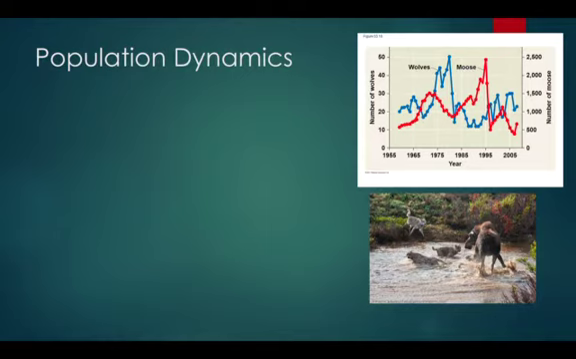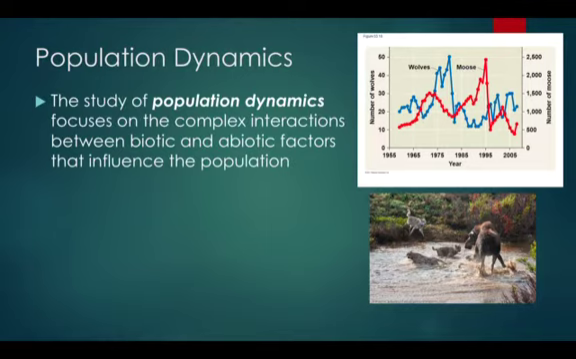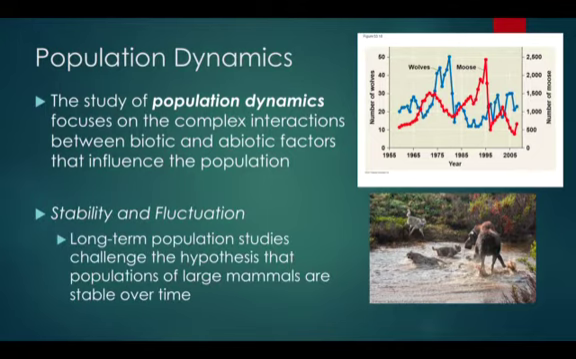So looking at some population dynamics, the study of population dynamics focuses on the complex interactions between biotic and abiotic factors that influence the population. There's stability and fluctuation. Long-term population studies challenge the hypothesis that populations of large mammals are stable over time.